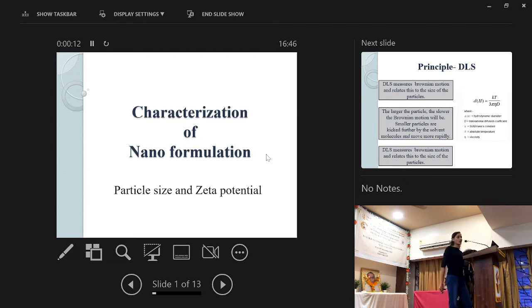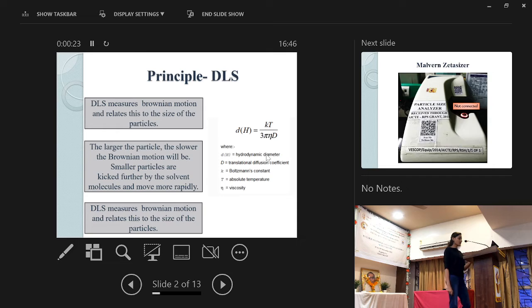I am working under Dr. Rajeshri Ilekar ma'am, and my project is on microemulsion. So I will be talking about characterization of nanoformulation, and I will be focusing on particle size and zeta potential.